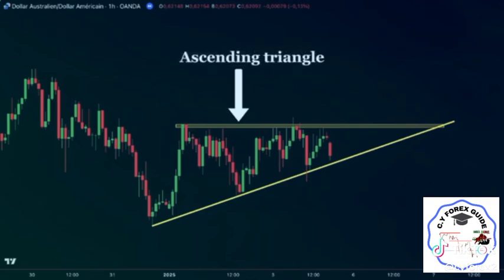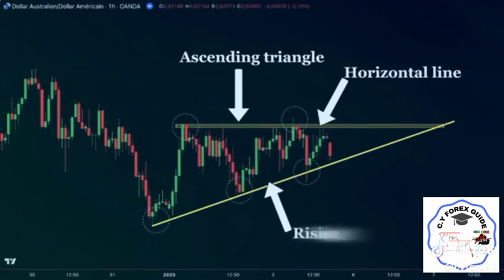An ascending triangle is a chart pattern used in technical analysis. It is created by price moves that allow for a horizontal line to be drawn along the swing highs and a rising trend line to be drawn along the swing lows. The 2 lines form a triangle.